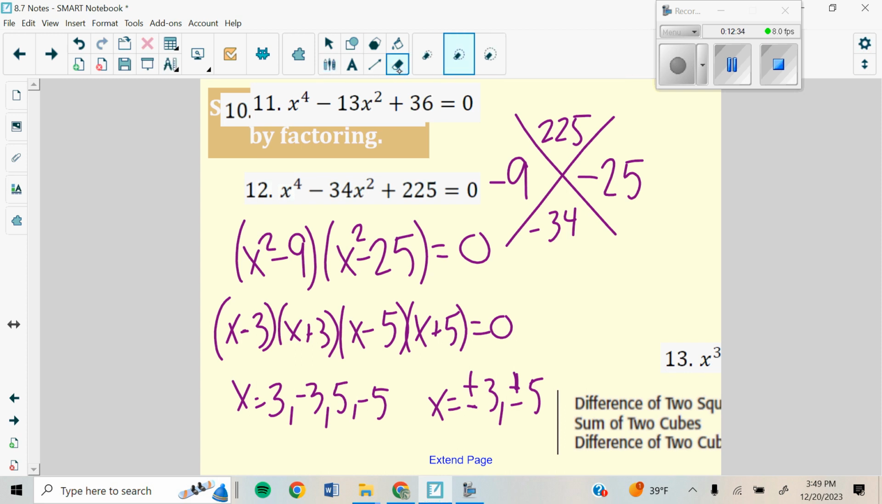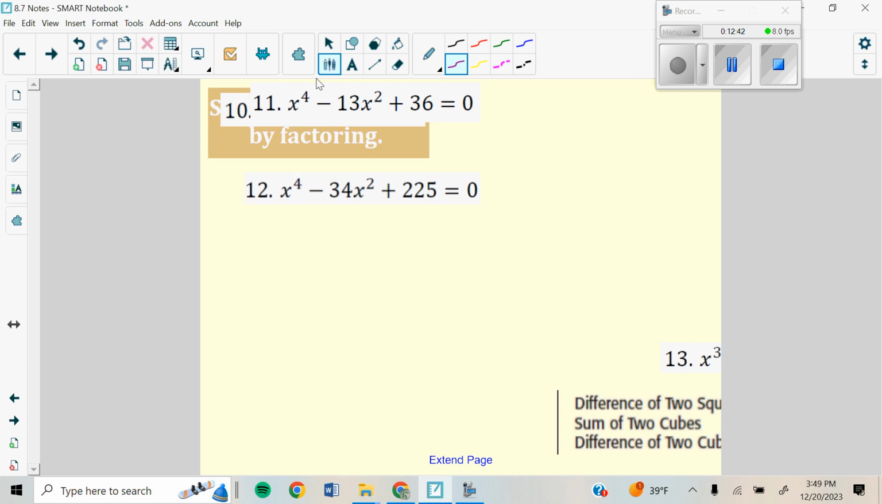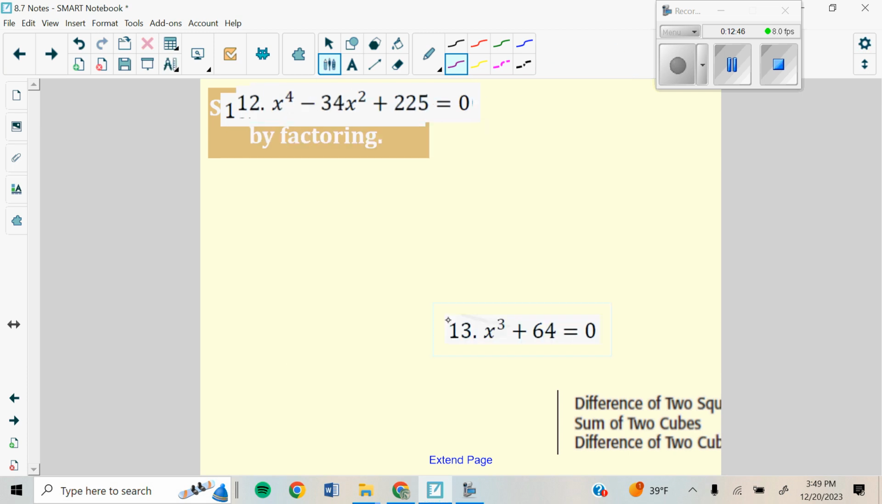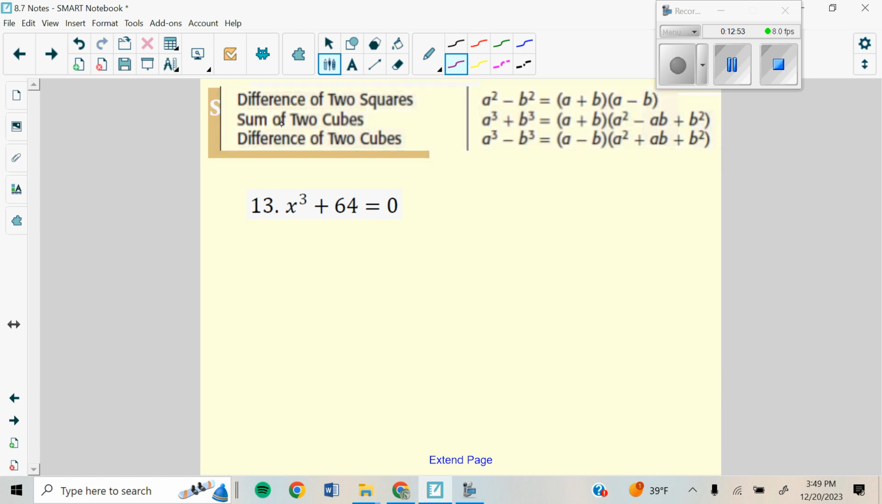Okay, so we're going to clean this up again. We've got one more to go through here, guys. All right, bring out problem 13. Oh, 12, you stay up there. Come on out, 13. It's a difference. No, not a difference. It's a sum of two cubes.